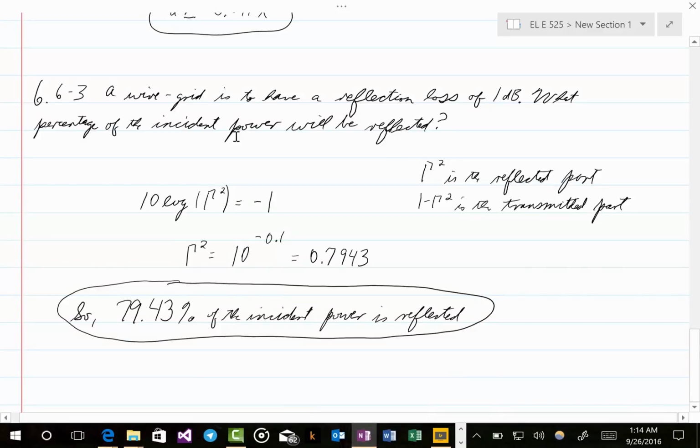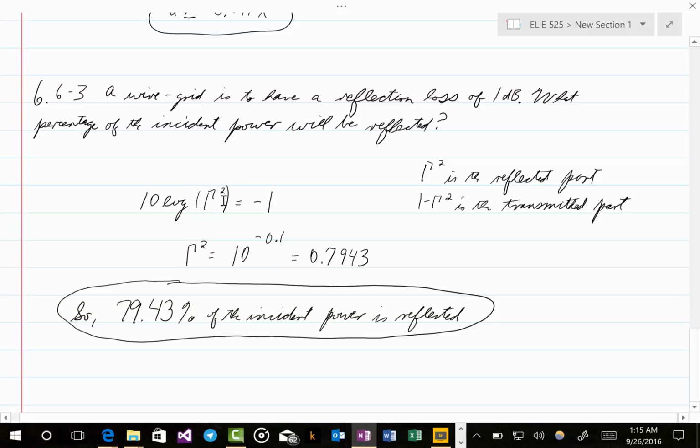For the second problem, which is problem 6.6-3, we have a wire grid that is to have a reflection loss of 1 dB. What percentage of the incident power will be reflected? So when it says that the reflection loss is 1 dB, what that means, and you pretty much just need to know this, is that 10 times log base 10 of gamma squared, the reflection coefficient for the power. Gamma is the reflection coefficient for an individual field component. Gamma squared is the reflection coefficient for the power.